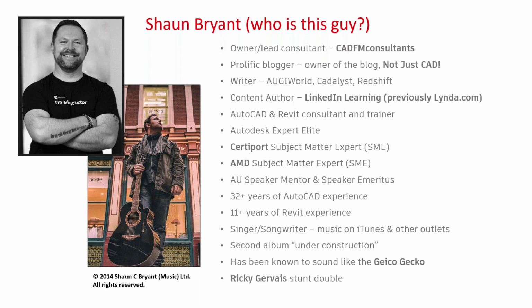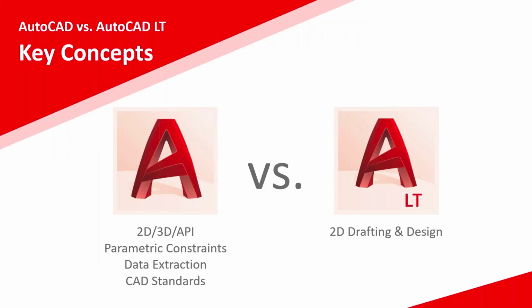So let's jump into the presentation now. The key concepts that we're looking at are AutoCAD, the full AutoCAD versus AutoCAD LT. And what you can see on the screen at the moment is a visual comparison as to what you can do with full AutoCAD as against AutoCAD LT. You can see that in the full AutoCAD, we can do 2D, 3D. We've also got the application programming interface in there. We've got parametric constraints, data extraction, and CAD standards. Now, none of those, apart from the 2D, are available in LT, and that's what we're going to discuss today.